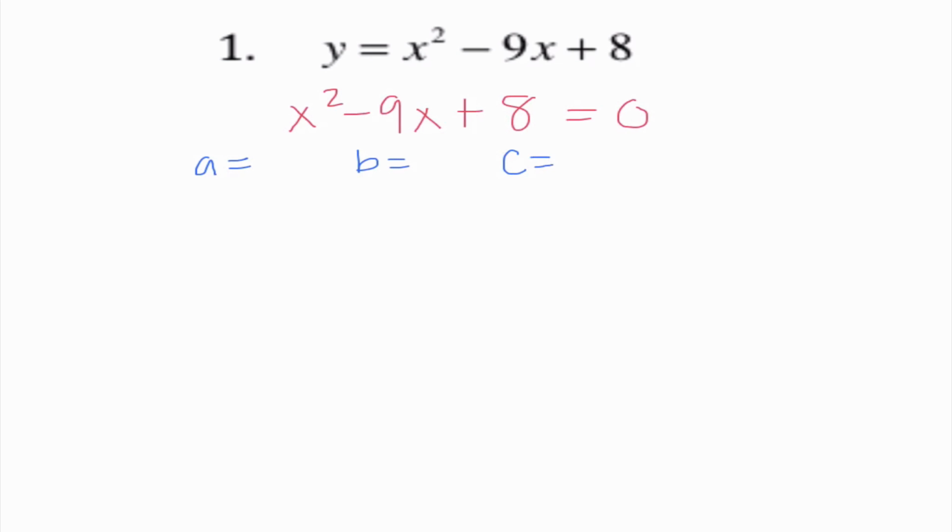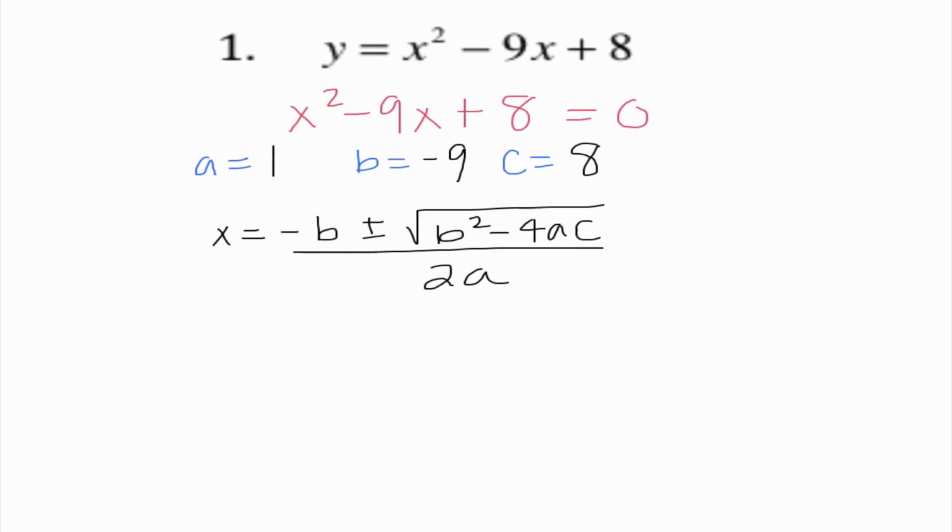Our a value is the coefficient of x squared, which in this case is 1. Our b value is the coefficient of x, which is negative 9. And our c value is whatever the constant is, so that is 8. So here is the quadratic formula, and what we're going to do now is substitute values in. The opposite of negative 9 is just 9.